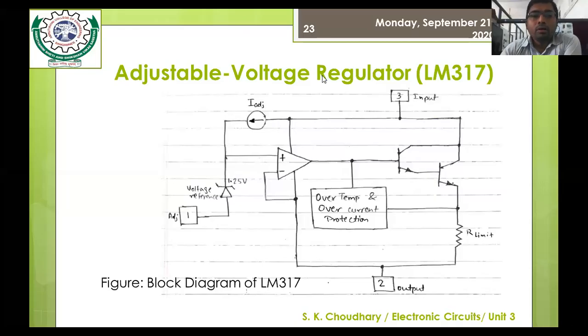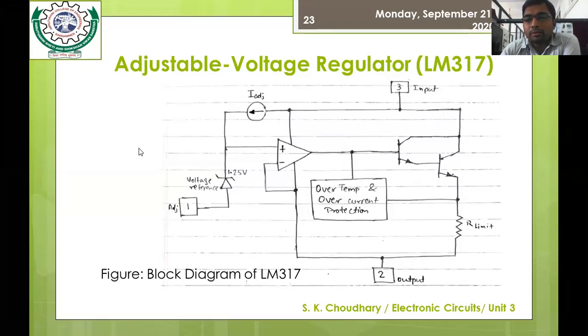So, good morning. In the last lecture, we have learned about the basics of voltage regulator. We have learned parameters of the voltage regulator like line regulation, load regulation. We have seen types of voltage regulator, series, shunt, linear, or adjustable, and we have also learned the linear voltage regulator and their block diagram.